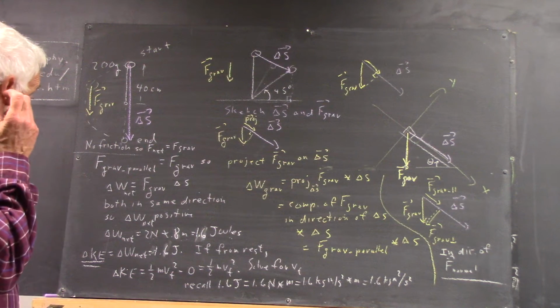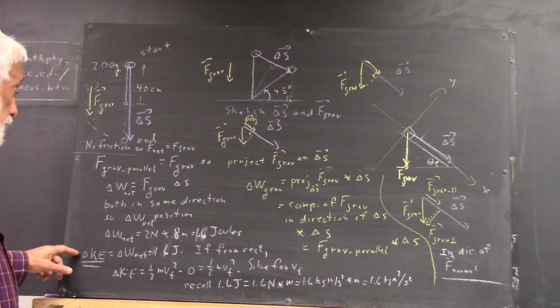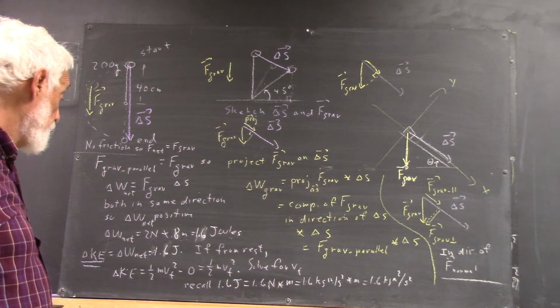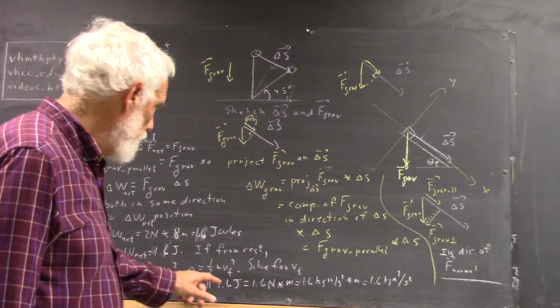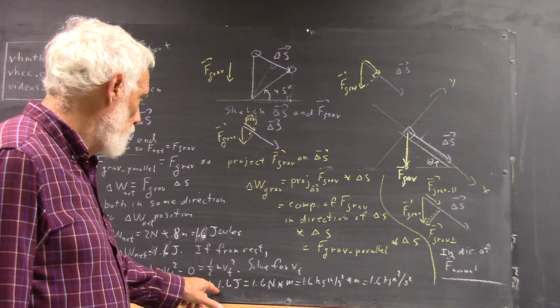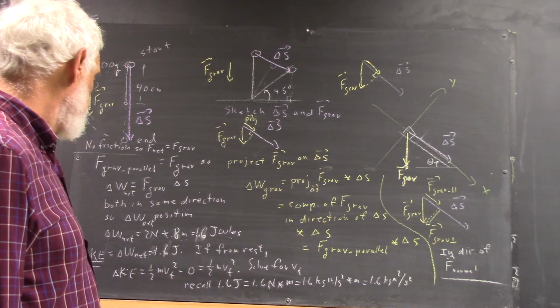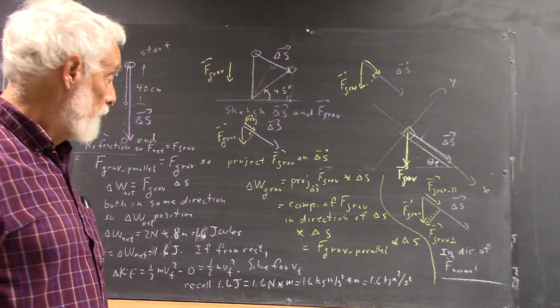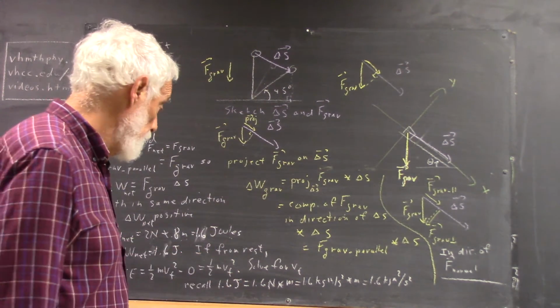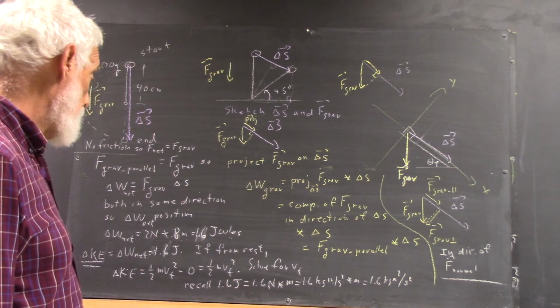How do we know this? Well, the change in kinetic energy is 1.6 joules. So we set 1/2 m vf squared equal to 1.6 joules and solve for vf. Now, I'm not going to do that for you. We've done that in previous problems, but that's all there is to it.